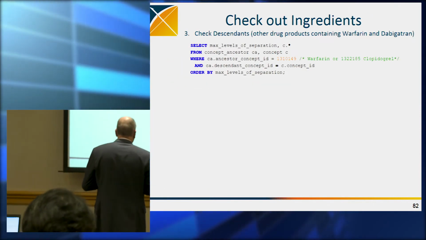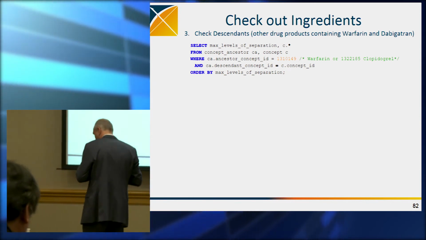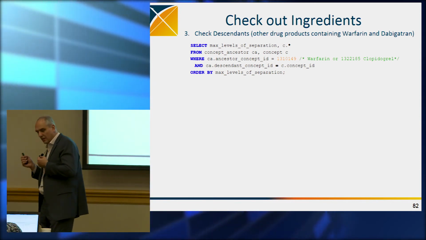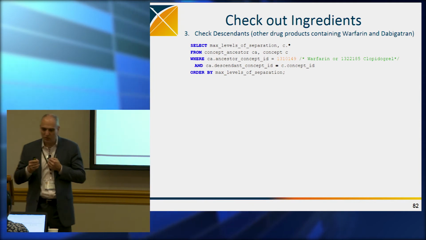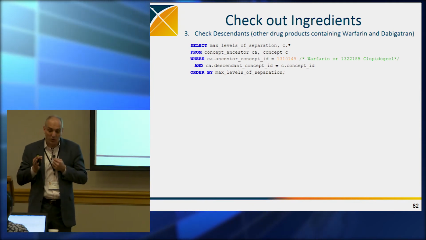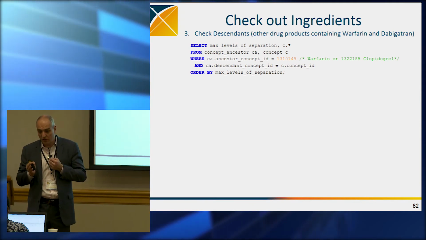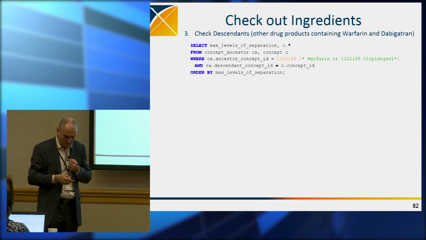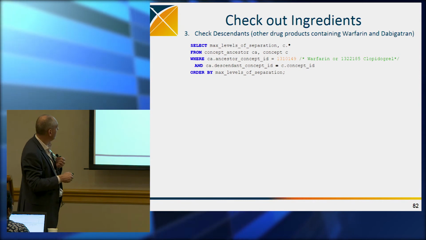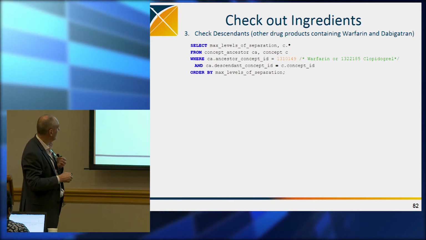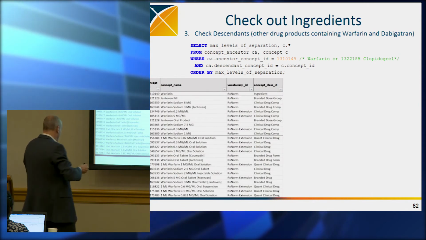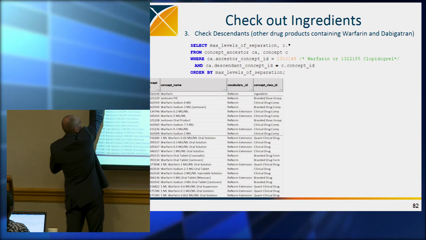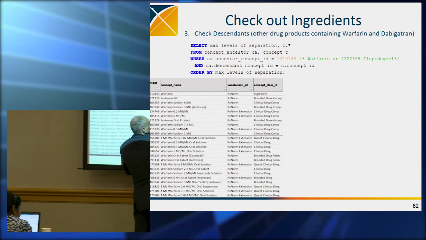Now let's check out the ingredients. So you hold the ancestor as an ingredient, and you ask what are the children, and then you get all the products with all the different forms, with all the different strengths, everything there is on the market. Hold the ancestor, ask for the descendants. Here you go. This is warfarin. Then you get the drug components and the drug forms.